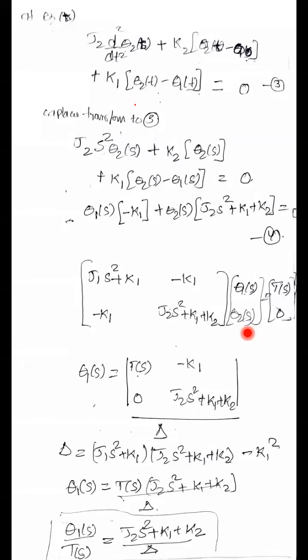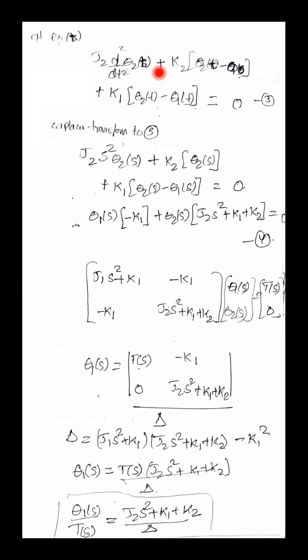If we apply the equation for theta2 of t, then J2 into d square theta2 of t by dt square plus K2 into theta2 of t minus 0, because K2 is connected between theta2 of t and ground, plus K1 into theta2 of t minus theta1 of t, which is equal to 0.